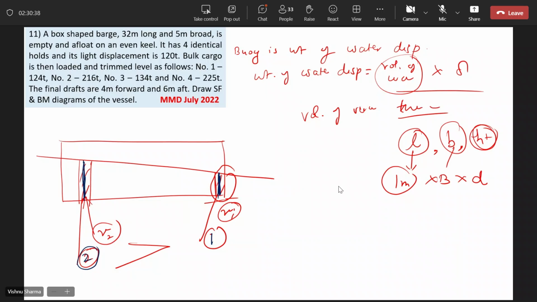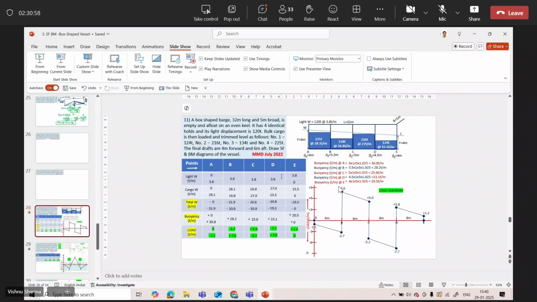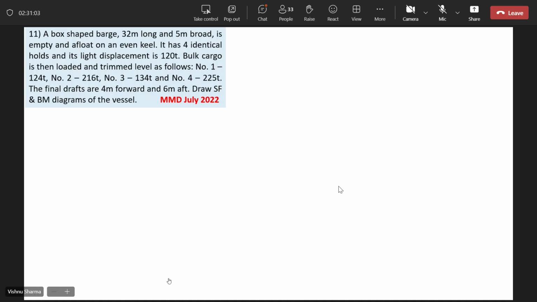Am I clear, class? So the buoyancy per meter length will be changing from point to point, and that will be the change in your load table. So let's go through this question. This question is digitized. Guys, up to SF, I don't expect you to have a problem. There will be some discomfort when it comes to BM, that I know, I'm telling you upfront. Okay, there will be some discomfort.